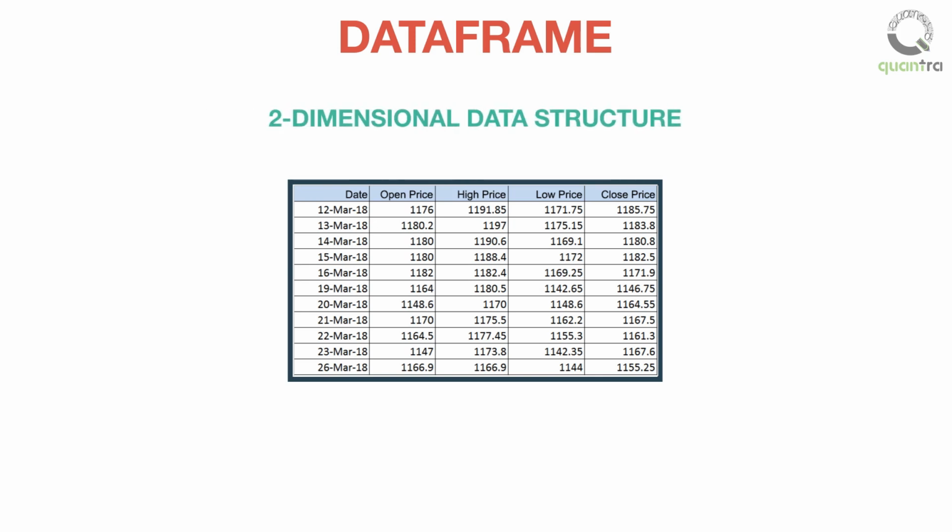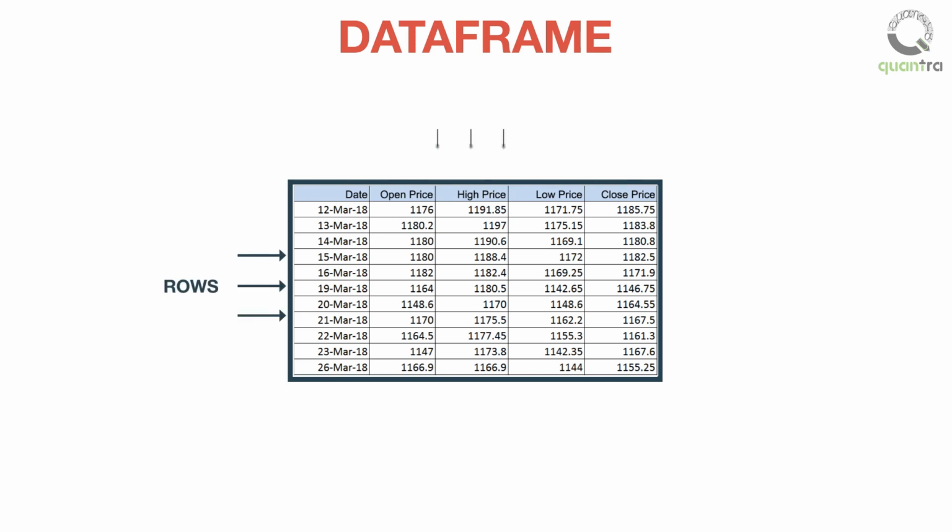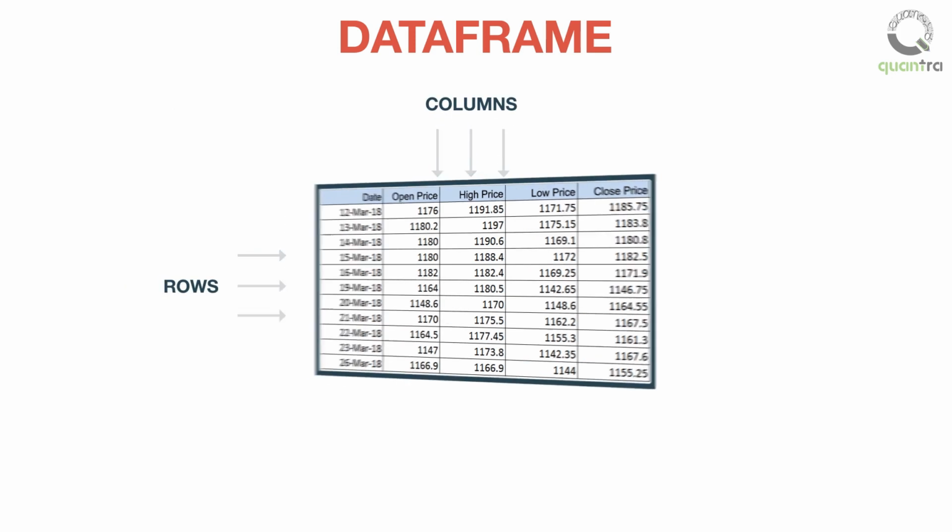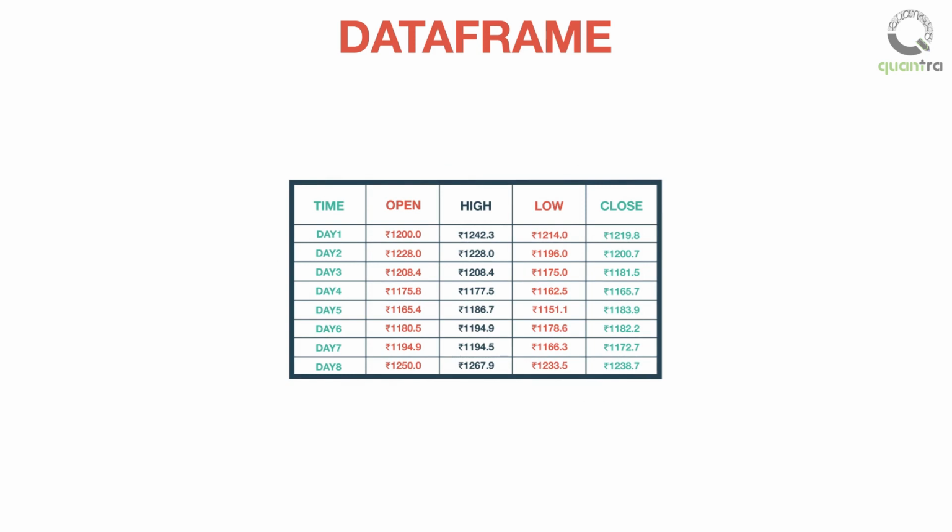Data frame is a two-dimensional data structure where the data is stored in a tabular format, comprising of rows and columns. This table is set on a labeled axis, that is, if you consider the top left corner of the table as the point of origin, then axis equals 0 for rows, and axis equals 1 for columns.